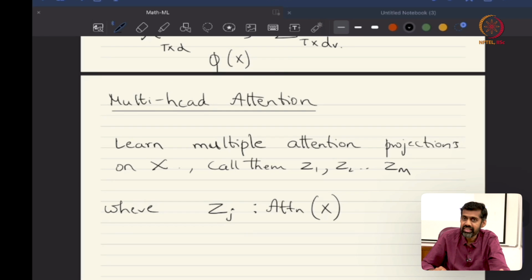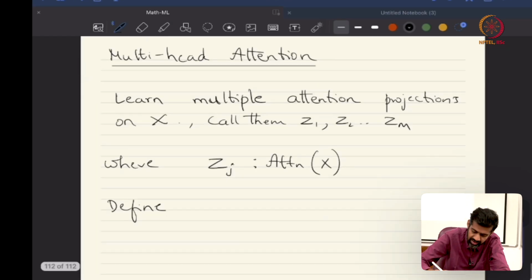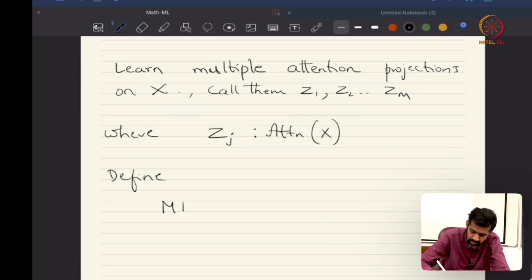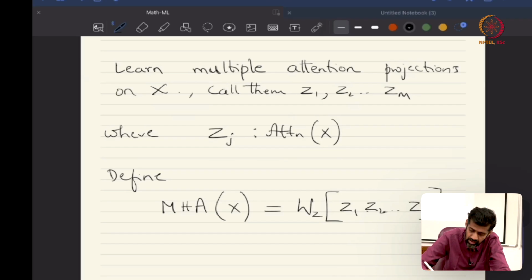And what changes? The W's, right? The projection matrices change for each of these. Learn all of them, and define the multi-head attention on X as: take all of these Z1, Z2, etc., concatenate them and multiply it with another matrix. That's it.